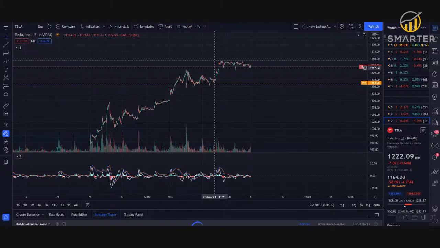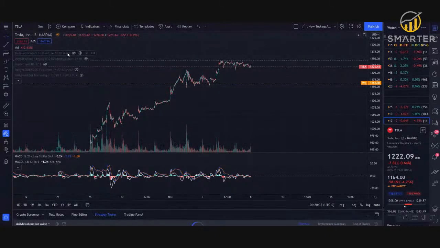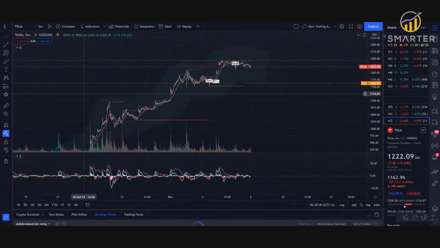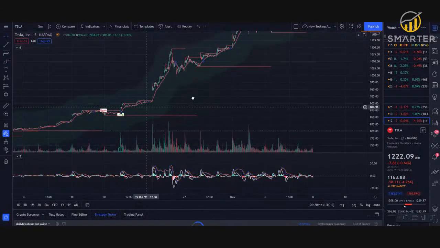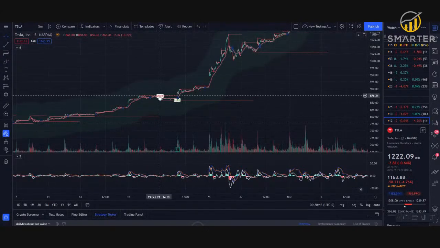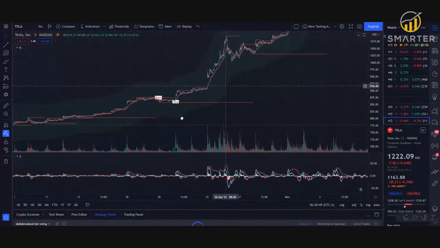Okay, there are two indicators. The first one we're going to look at is the momentum indicator. This is what you guys have seen alerting in the Discord. Okay, and you can see this thing is not perfect, especially on the 5-minute chart.